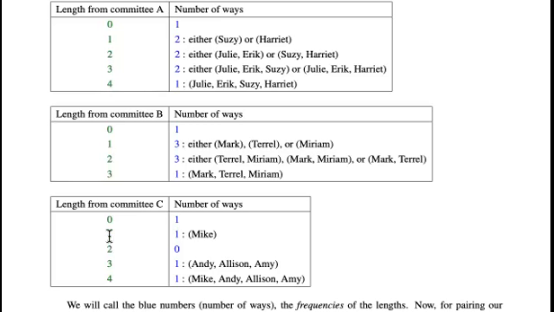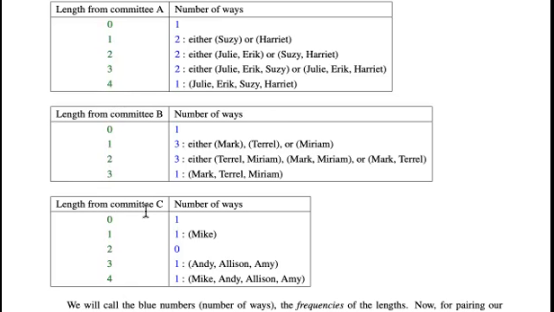That's one way of doing it. Or we could pull 3 and 1 and 0, or we could go 1, 2, and 2, or we could go 4 and 0, or any number of things like that. So those are the different things we can do to form our committee D.